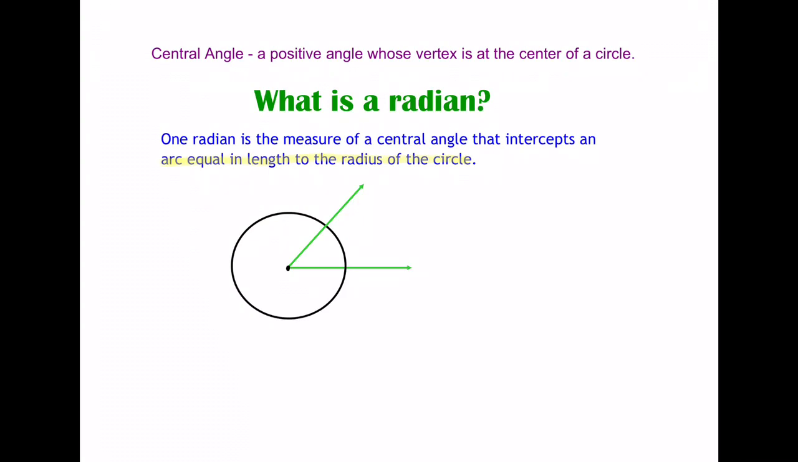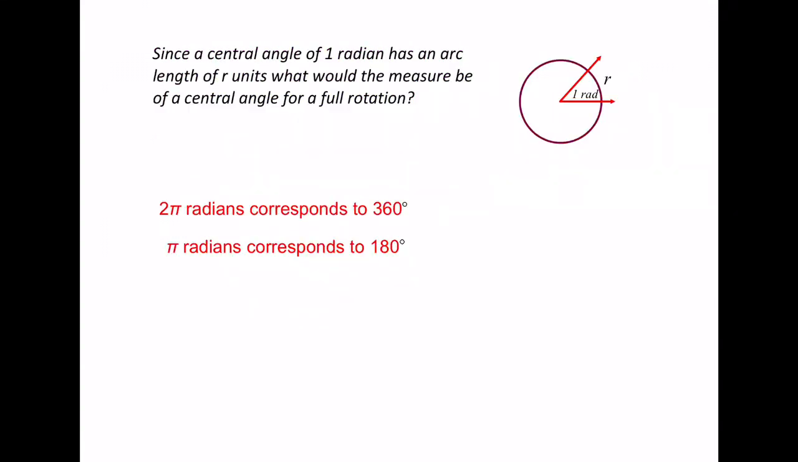So what does that mean? Well, this angle right here is 1 radian if the arc length, which is right here, is the same as the radius of the circle. So if that's the radius, then this arc also represents that same distance. So when the radius of the circle and the arc length are the same, that central angle is what we call 1 radian.